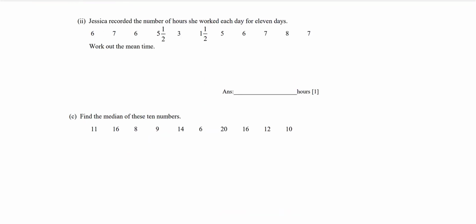Question 4b part 2. Jessica recorded the number of hours she worked each day for 11 days, and we need to work out the mean time. Okay, so to work out the mean of a set of numbers, remember we just add up all the numbers, we get that total, and then we divide by how many numbers there are. So we know there are 11 numbers because she recorded the number of hours she worked for 11 days.